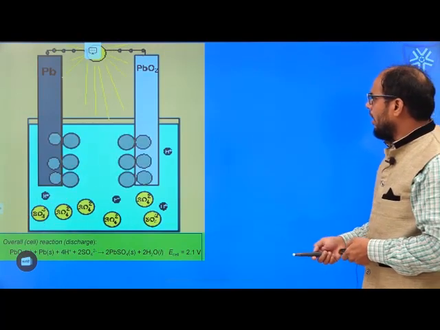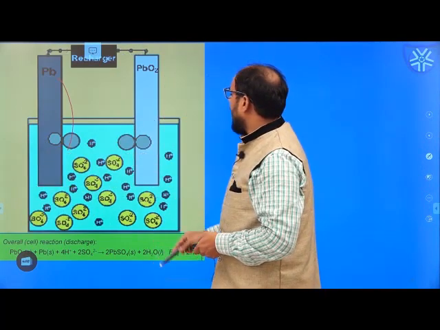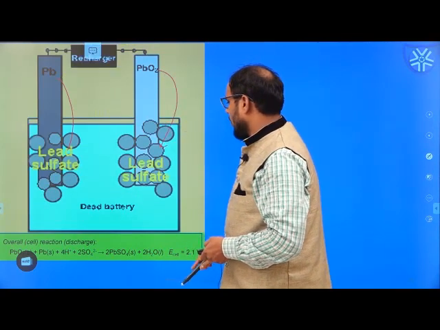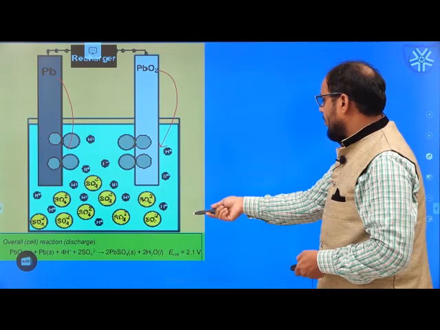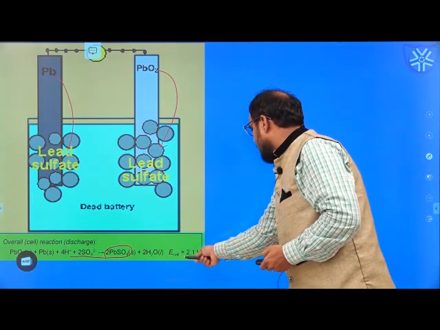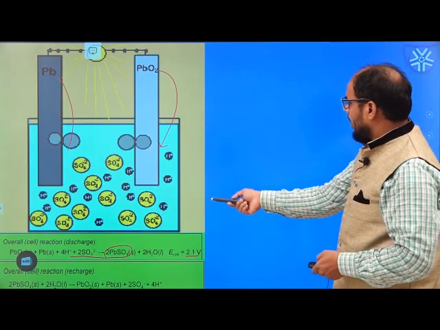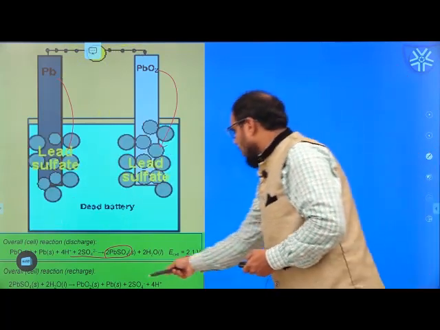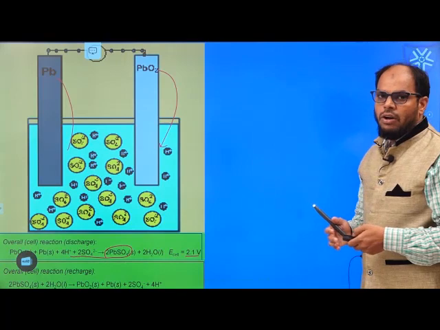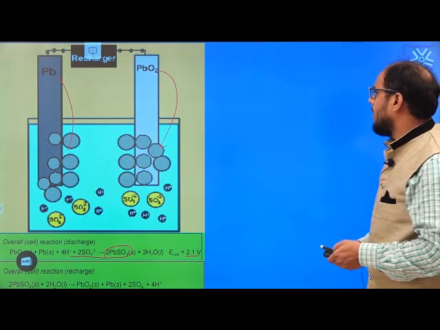So, this is the animation where I can show you that Pb has converted to PbSO4 and similarly PbO2 also has converted to PbSO4. So, PbO2 and Pb have converted to two molecules of PbSO4, releasing an amount of 2.1 volts. In the reverse process, we can see that this PbSO4 is converted back to Pb and PbO2. So, whether it is a discharging cycle or a charging cycle, we should understand that oxidation always occurs at the anode and reduction always occurs at the cathode.